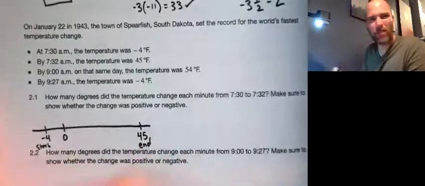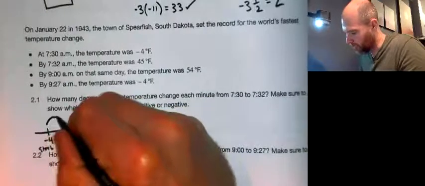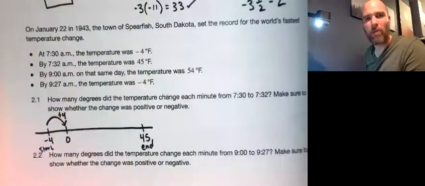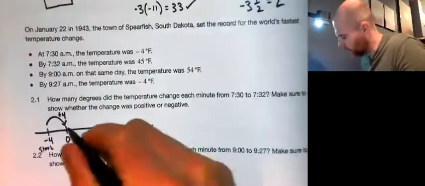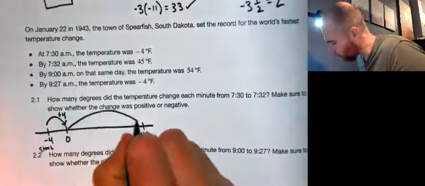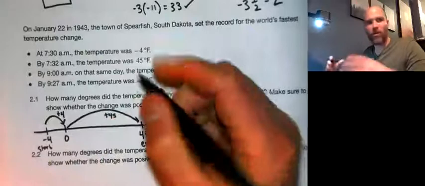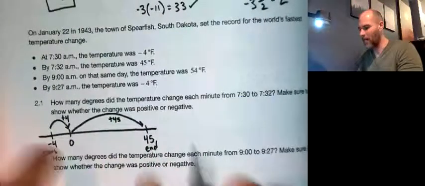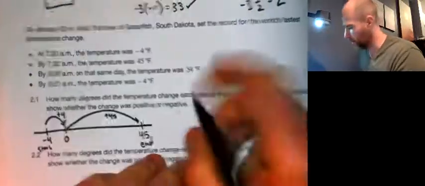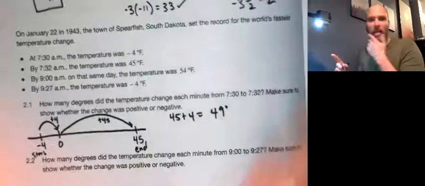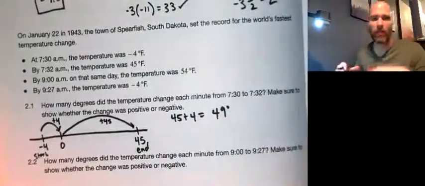Now I can use this number line to help me figure out, okay, to go from -4 to 0, that's a +4 jump. So I'll write a +4 there. And then it went even more up from 0 to 45. That's another +45 jump. So the total jump from start to end is these two jumps put together. 45 plus 4 equals 49 degrees. But we're not done. That's all we did there, we figured out the total jump.